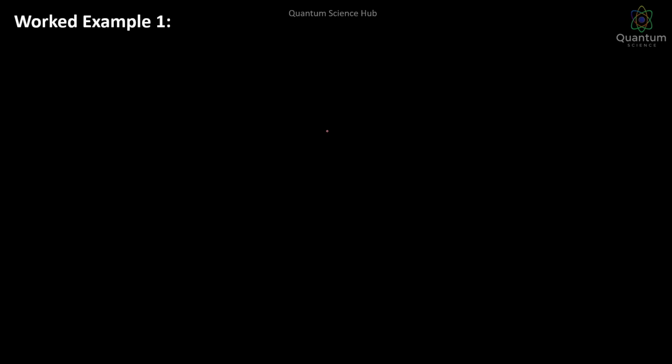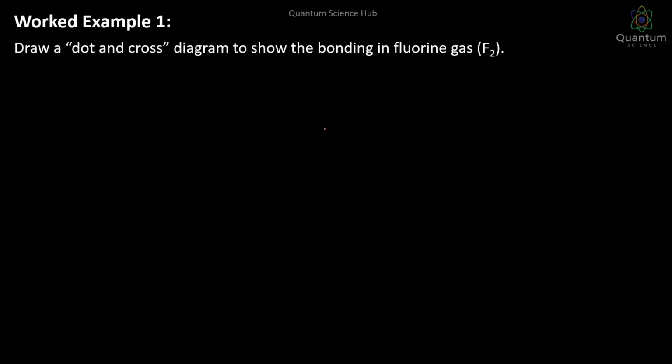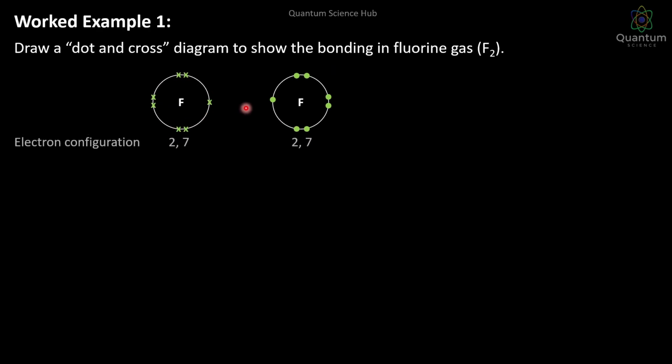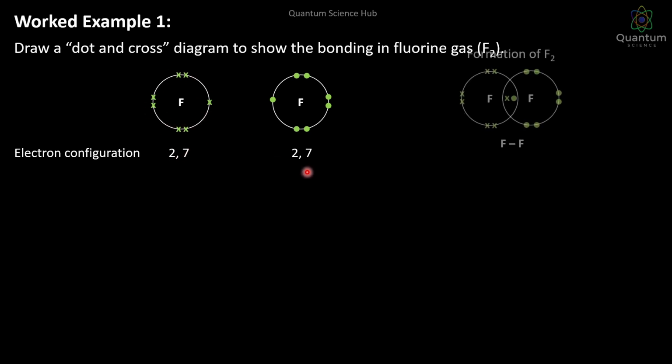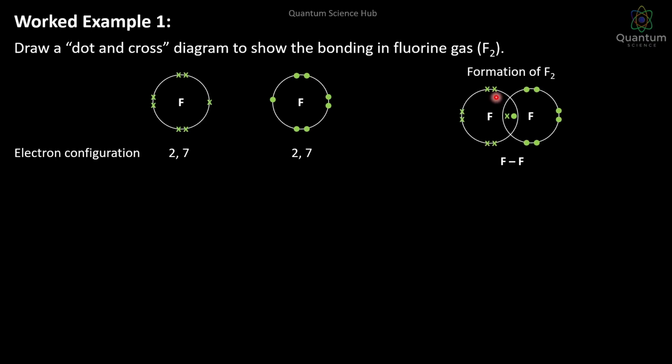Now let's see the worked example here. Draw a dot and cross diagram to show the bonding of fluorine gas, F2. Here is the valence electron for fluorine. As we know, the atomic number for fluorine is 9. So the electronic configuration is 2, 7. So the valence electron is 7. What we need to draw is the valence shell only, okay? So how many valence electrons does each fluorine have at the end? So 1, 2, 3, 4, 5, 6, 7 electrons from itself and 8 electrons from another fluorine, right?